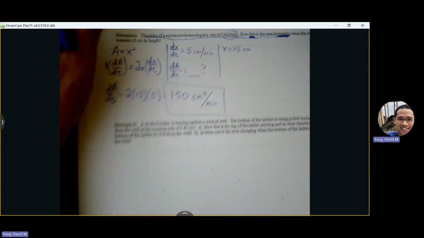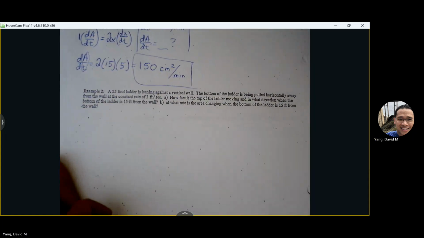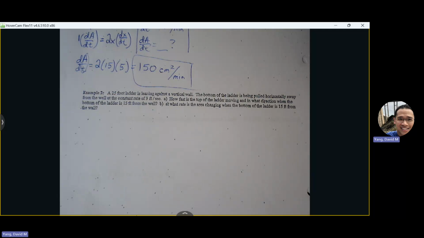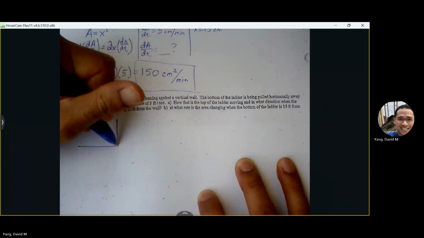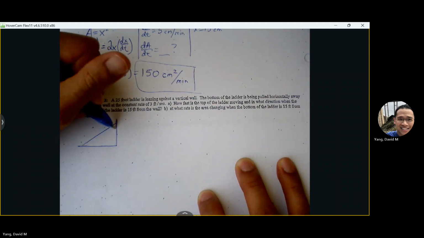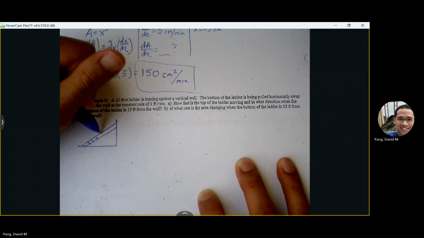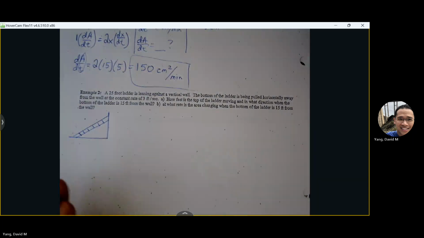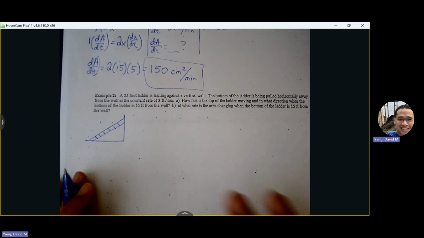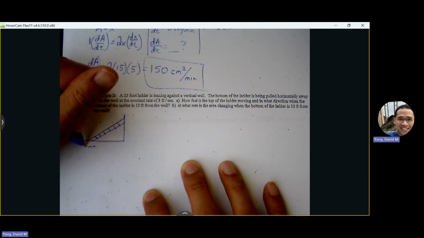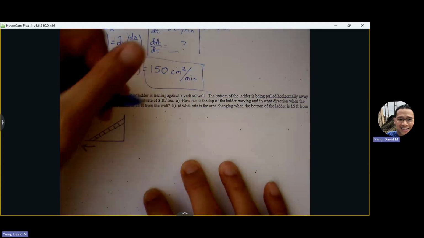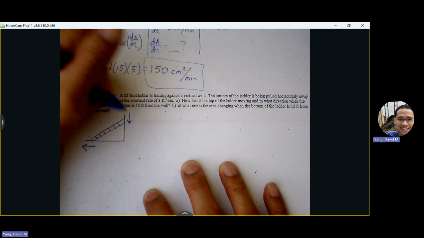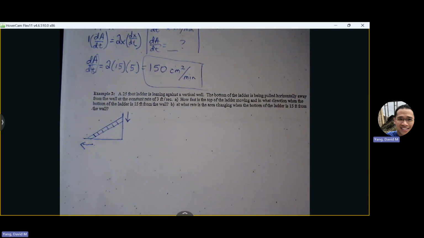All right, example 2. We have a 25-foot ladder leaning against a vertical wall. The bottom of the ladder is being pulled horizontally away from the wall at a constant rate of 3 feet per second. How fast is the top of the ladder moving, and in what direction, when the bottom of the ladder is 15 feet from the wall?